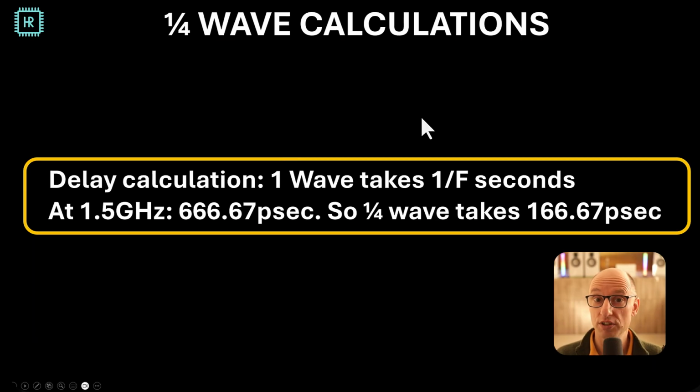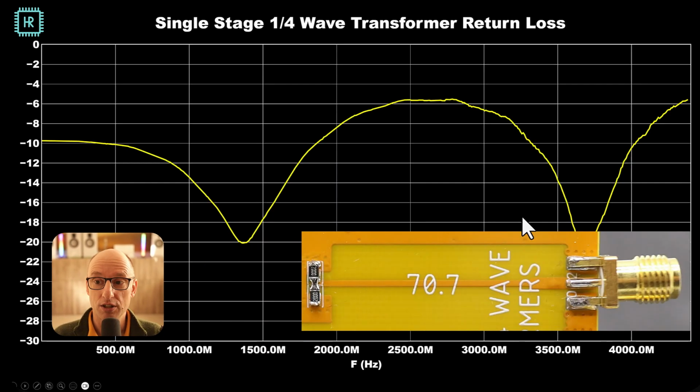So now the only thing we need to do is calculate the delay time of this transmission line. And that's very simple because all we need to do is find the time of a full wave at 1.5 gigahertz, which is our design frequency, and divide it by 4. So if we do 1 over 1.5 gigahertz, we get 666.67 picoseconds. If we take a quarter of that, then we get 166 picoseconds, which is the exact value that we need. As usual, I wanted to try this.